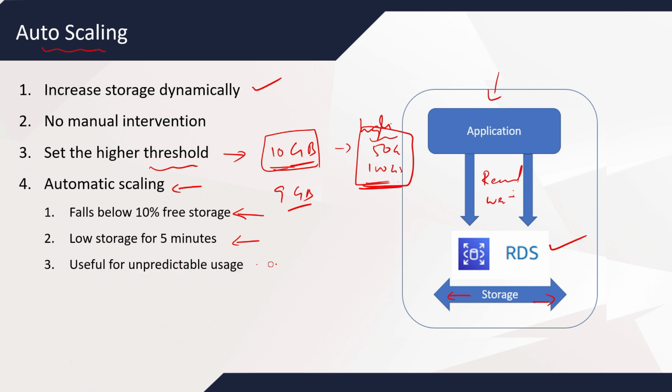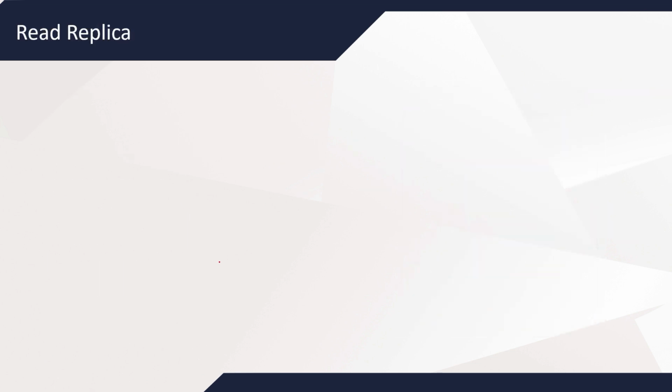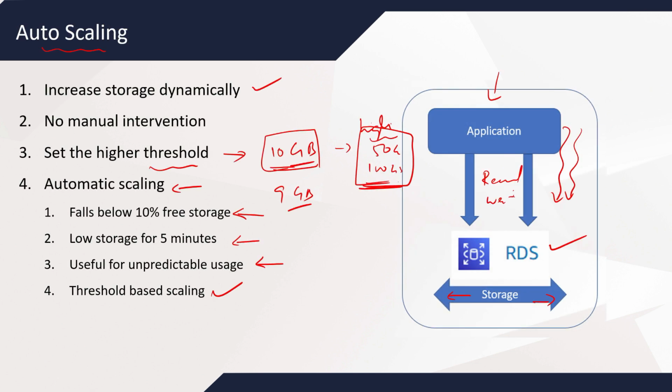It is particularly useful for unpredictable usage. For example, if you have any application that is writing data at a much higher rate, then RDS is more suitable for such applications, right? And also it will always follow this threshold-based scaling, and it will not overdo anything beyond that, right? So that's all on the auto scaling part.